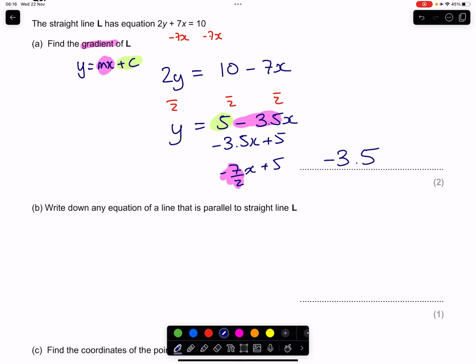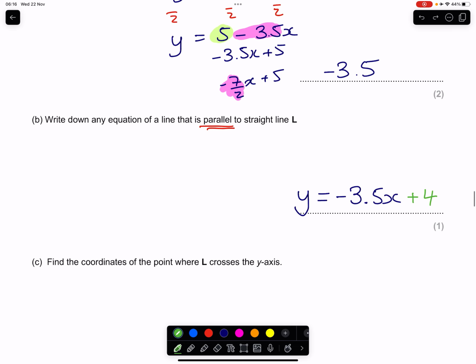Part B, write down any equation of a line that is parallel to the line we've just had above. So if it's parallel, that means we have the same gradient. So our y = -3.5x is going to look the same. And all I have to do is pick a different number to add or subtract at the end. So I'm just going to pick plus 4 here, but it doesn't matter. As long as you don't put plus 5 here, then you're right.